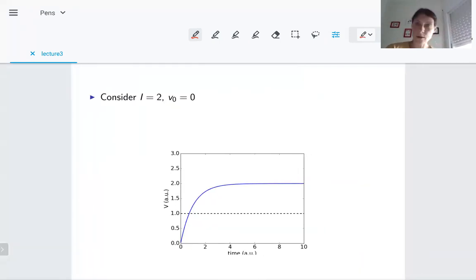Now what happens if we choose a value of I applied which is above 1. In this case, if we consider the continuous dynamical system, the one-dimensional equation without the reset, the trajectory approaches exponentially the value I equal to 2.